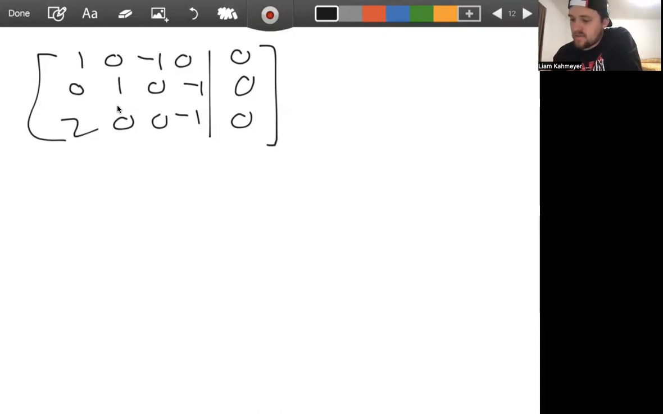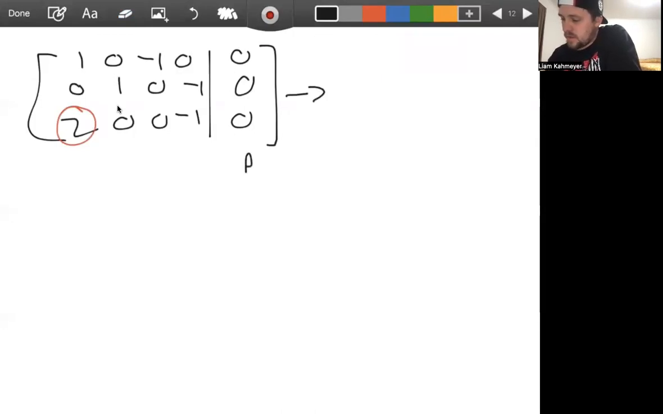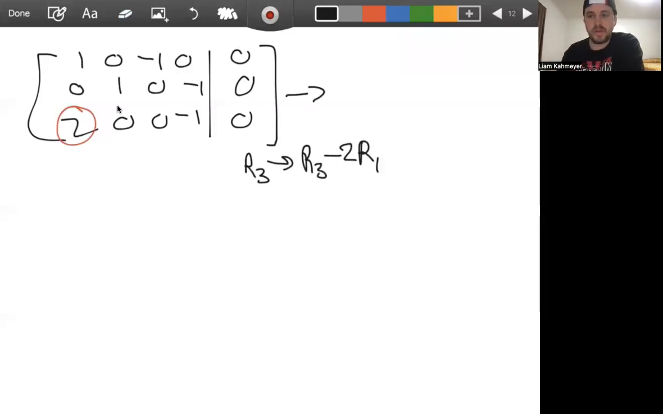So how could we make this entry 2 here, sorry, how could we make this entry 0? Well, what we could do is we could say row 3 is going to be replaced by row 3 minus 2 times row 1. Because we need to have some expression here that takes 2, and after you apply the expression, you get 0.